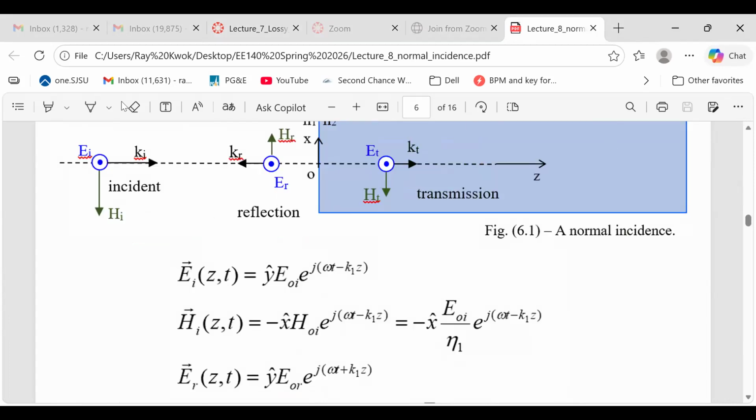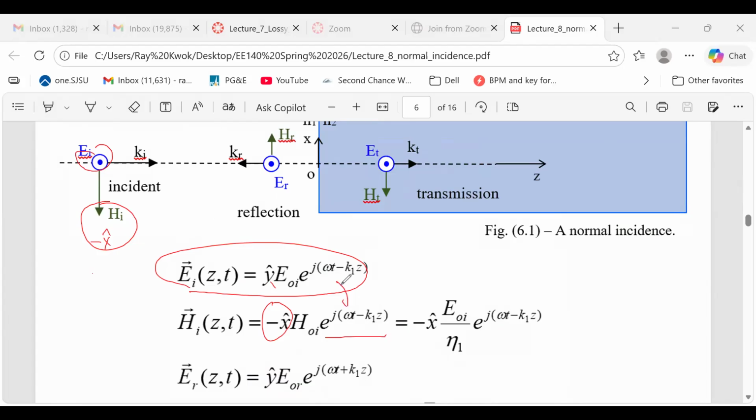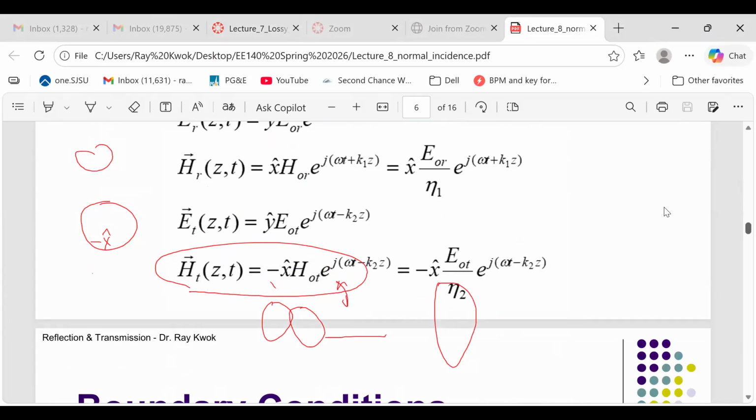And now I can do the same thing. If this is the electric field incident, I know how to write this H field, right? Because E equals H times eta, so I figure out the direction. This is the minus x direction. And then same phase, and then I know how to calculate the amplitude. E over H is eta, right? So you do that, you can write all 6 fields in general, right?